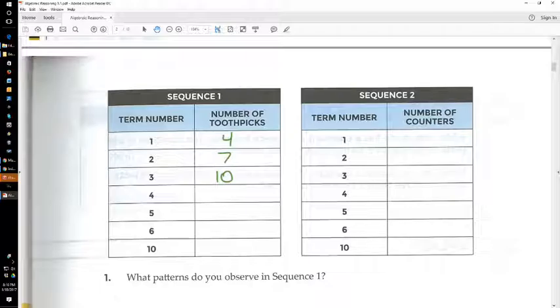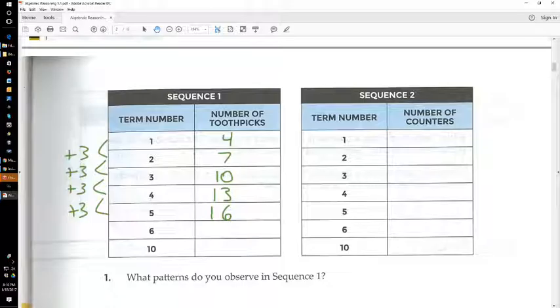All right? So the first thing you should notice is what's the difference between each one. For each one, we are going up by 3. We're adding 3. We're adding 3. We're adding 3. So number 4, if we're adding 3, would have 13. Number 5, we would have 16. Number 6, we would have 19. And number 10, we would have 22. No, we wouldn't have 22.